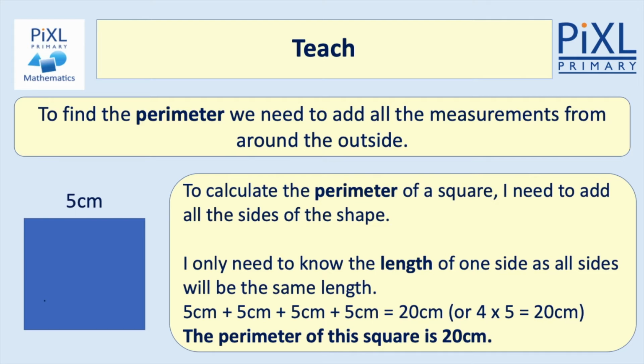To calculate the perimeter of a square, I need to add all the sides of the shape. I only need to know the length of one of the sides of my square, as I know all the sides will be the same length. 5 centimetres add 5 centimetres, add 5 centimetres, add 5 centimetres equals 20 centimetres. Or we could say 4 times 5 equals 20, as there are four sides of a square. The perimeter of this square is 20 centimetres.